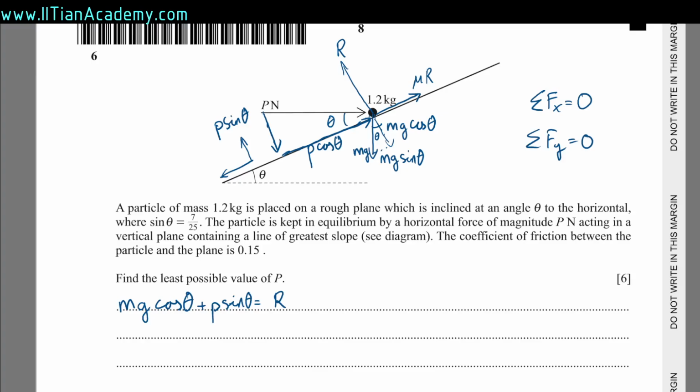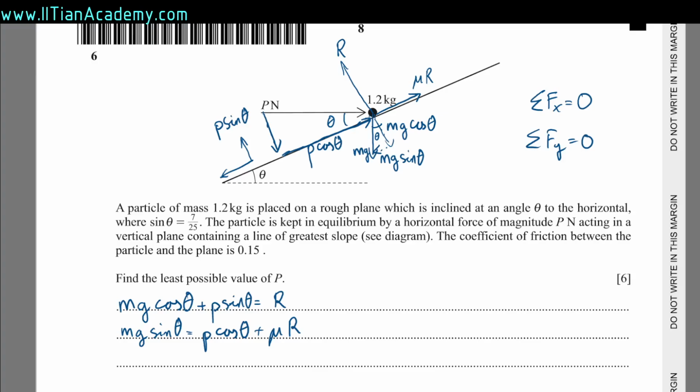And then we can do the same thing for the horizontal forces. We can say mg sine theta is acting to the left. So we have mg sine theta, and this is equal to, so this is acting to the left, everything else is acting to the right, and therefore this will just be P cosine theta plus mu times R, right? Both of these forces are simply acting to the right.